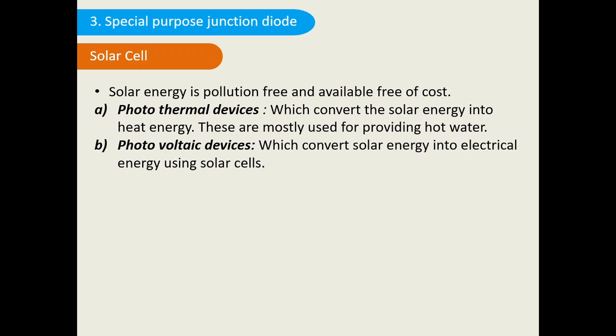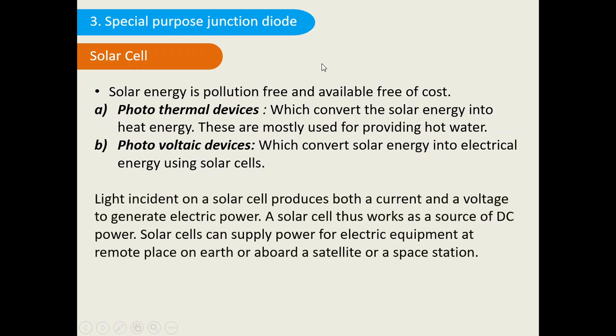Voltaic means voltage, current. That means electrical energy. So photovoltaic means photons to electrical energy. Photothermal means photons to thermal energy, that is heat energy. So photovoltaic devices are the devices used to convert solar energy into electrical energy, which can be utilized, and this can be done using solar cells.